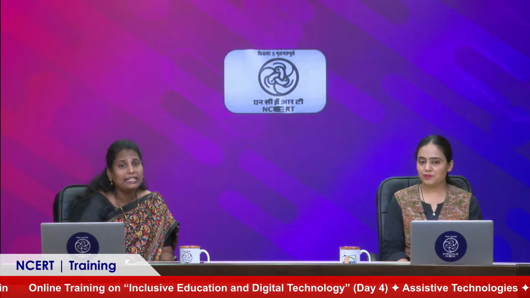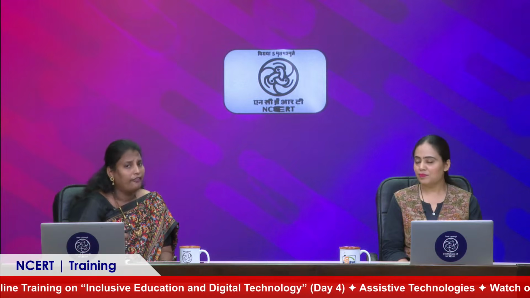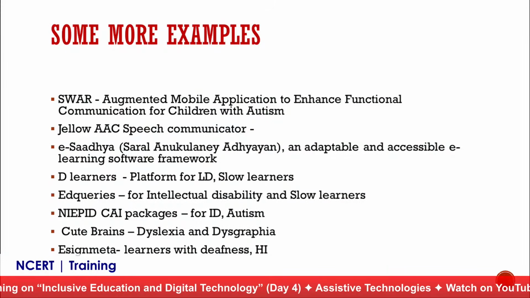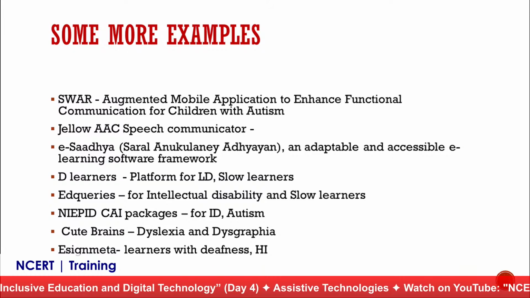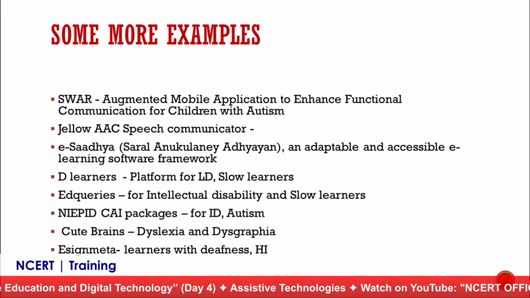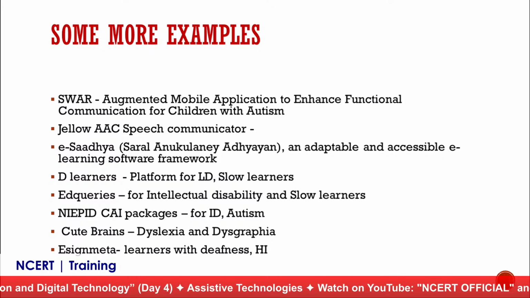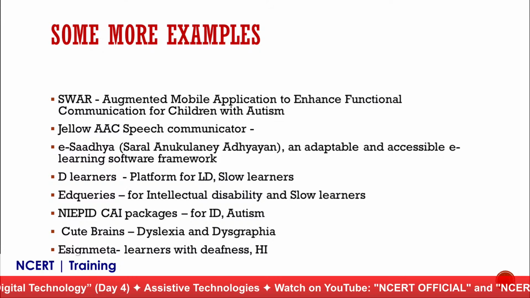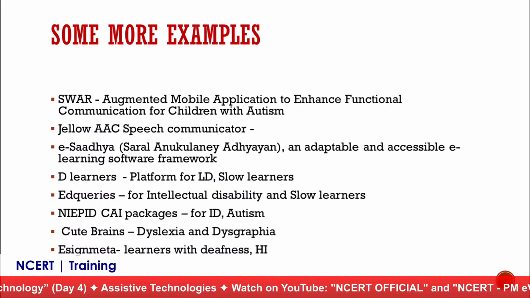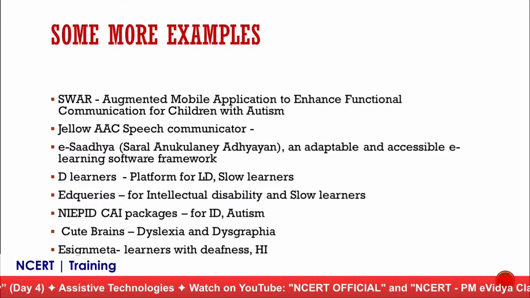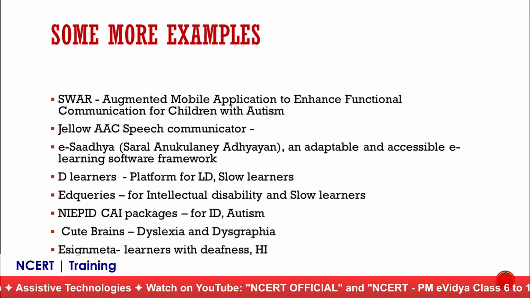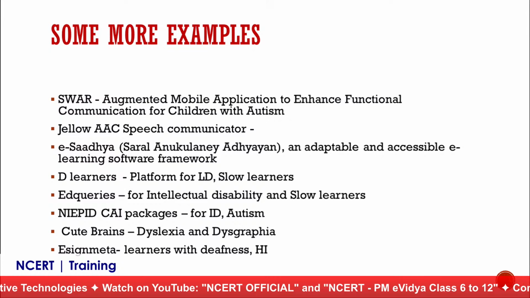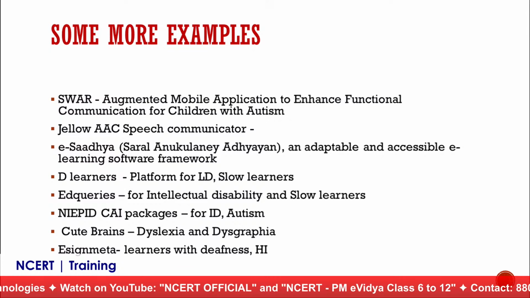Then Jello AAC is a speech communicator, very commonly used with children with autism. Viewers, please type Jello communicator and you will find all the details on the website. There are different packages in that, the basic one and all. So with picture cards, with flash cards, e-versions are also available.